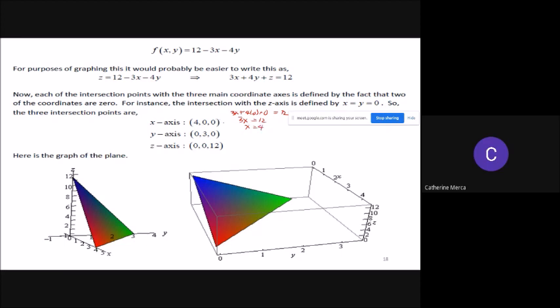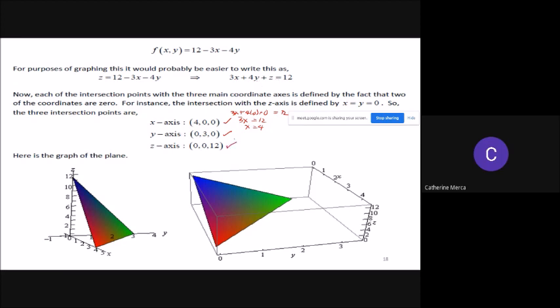The other point would be when you solve for y. You will have x is 0, z is 0, so you will have 4y equals 12. Therefore, y is equal to 3. And on the z-axis, x and y are 0, so you will have z is equal to 12.